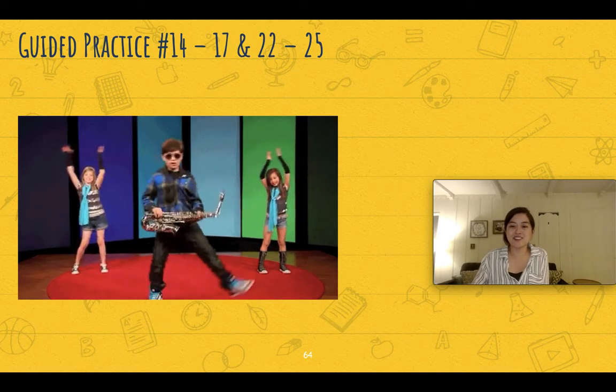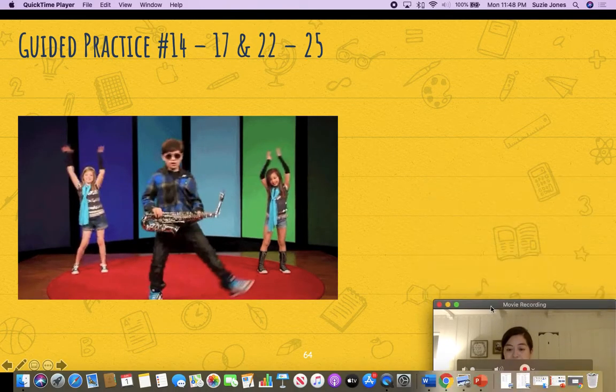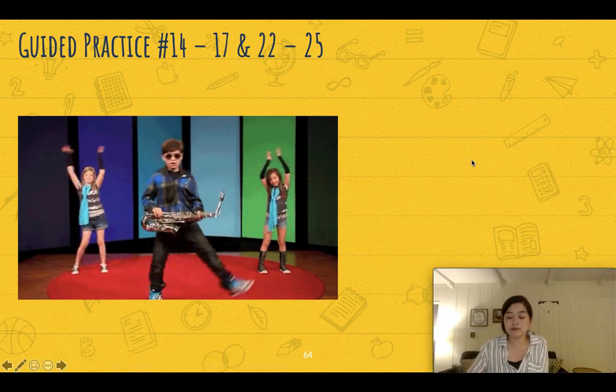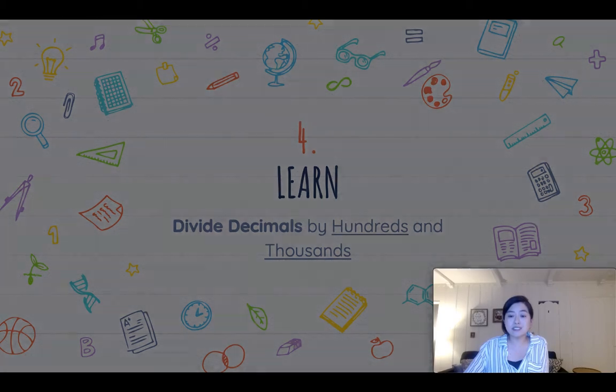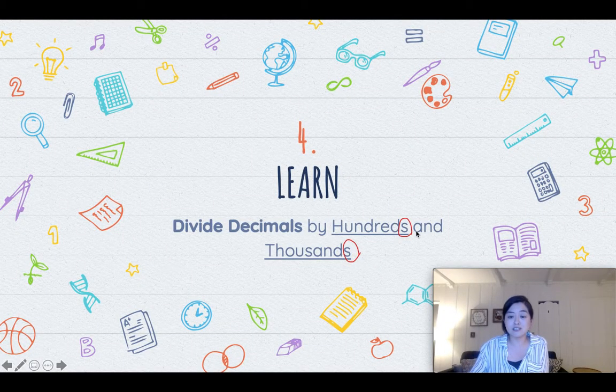Alright, way to go. So let's divide decimals by hundreds and thousands. So notice hundreds is plural, thousands is plural. Okay. So look at this example.